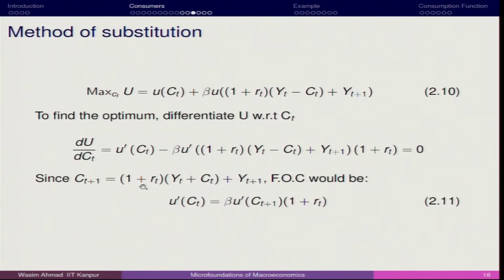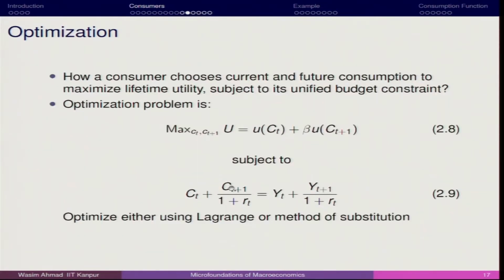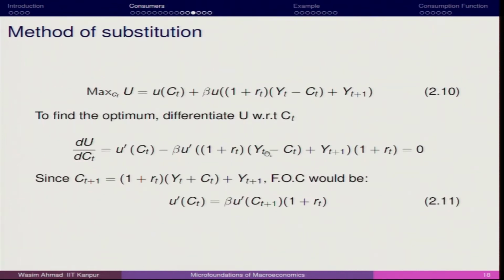Since C t plus 1 is equal to (1 plus R t)(y t minus C t) plus y t plus 1, this is the expression that we get for C t plus 1 if you solve from here. So, we have the same expression for C t plus 1 here, which means that I can now write it down. Marginal utility of C t is equal to beta u prime of C t plus 1 into 1 plus R t, because we have the same expression here. So, I am just substituting C t plus 1 here, and then it becomes beta u prime times 1 plus R t. So, this I write it here.